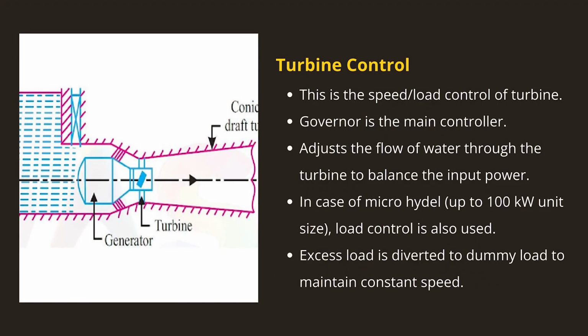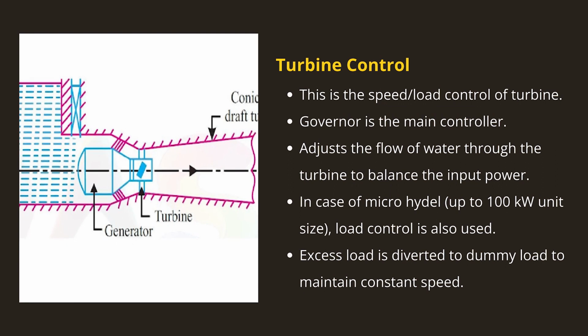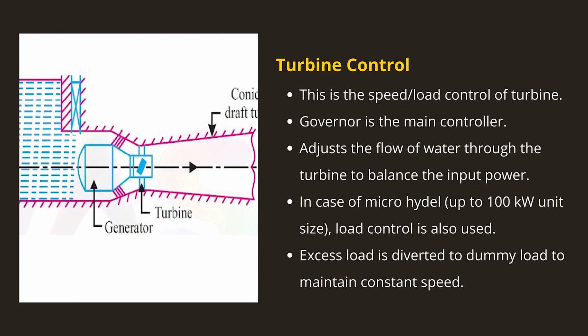It is the speed and load control of the turbine, and the governor. It is the main controller, in which the governor adjusts the flow of water through the turbine to balance the input power with the load. In case of small plants in the range of microhydel, that is up to 100 kilowatt in size, load control is also used, where excess load is diverted to a dummy load to maintain constant speed. With an isolated system, the governor controls the frequency. In an interconnected system, the governor may be used to regulate the unit load and may contribute to the system frequency control.